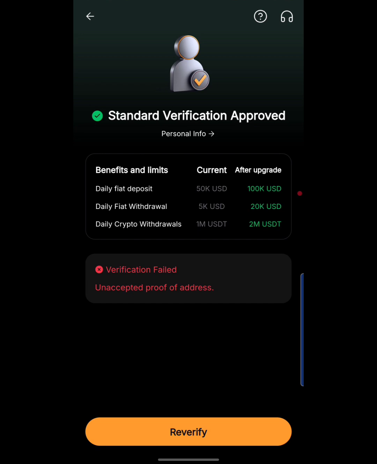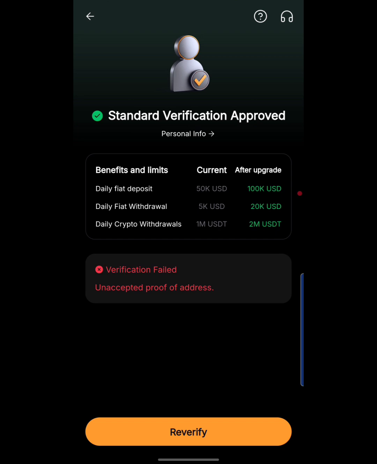I submitted one before, but they actually rejected it, so I'm going to try and re-verify again so I can actually get this upgrade. But for now, I'm okay with the current level I'm on right now. As you can see, it's actually okay for now. When I actually have the time, I'm going to do the other upgrade.